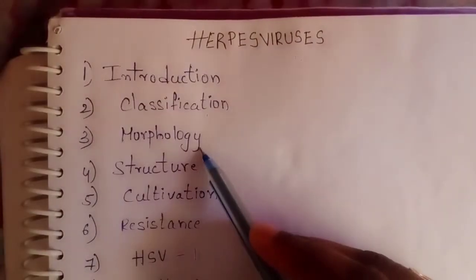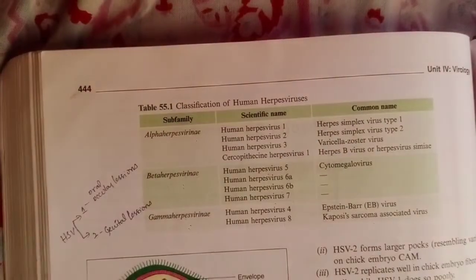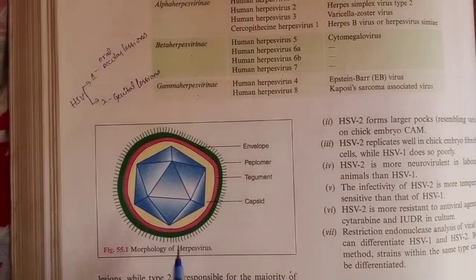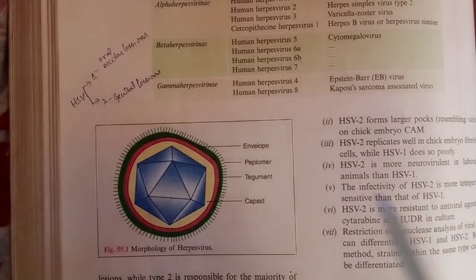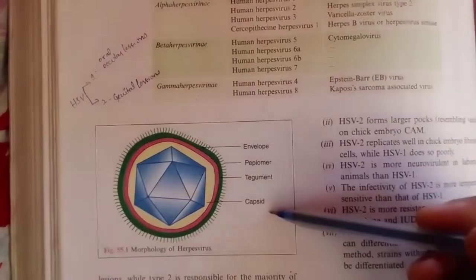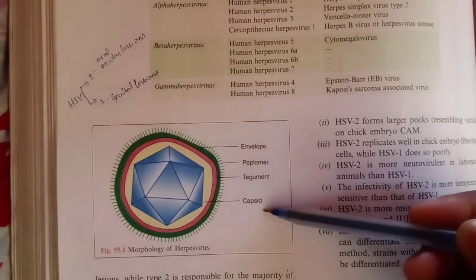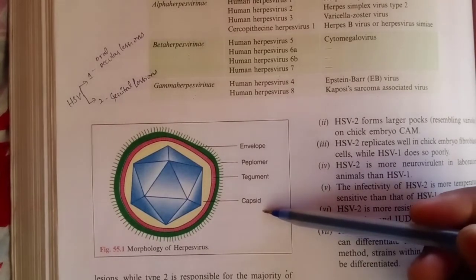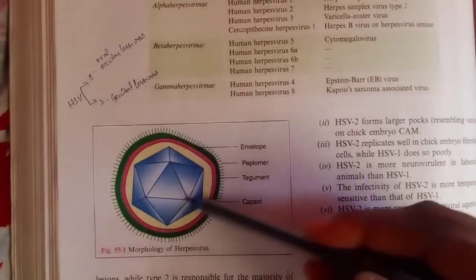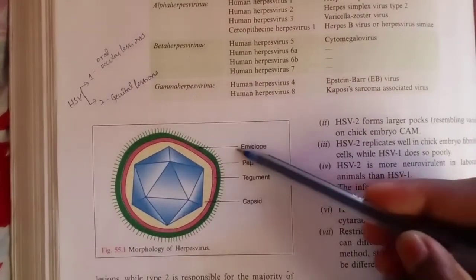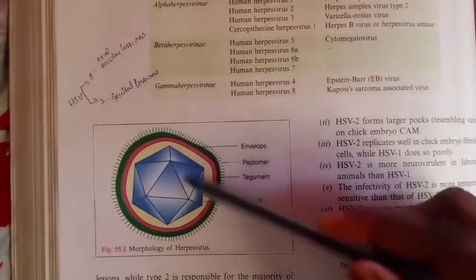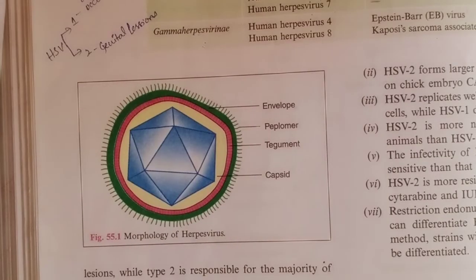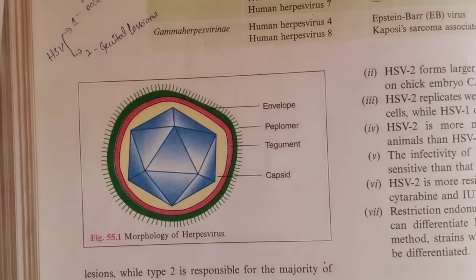The third one is morphology. This is a herpes virus. Size: 100 to 200 nanometers. Shape: roughly spherical. Symmetry: icosahedral. Envelope present. Nucleic acid: double stranded DNA. These viruses contain a DNA genome.